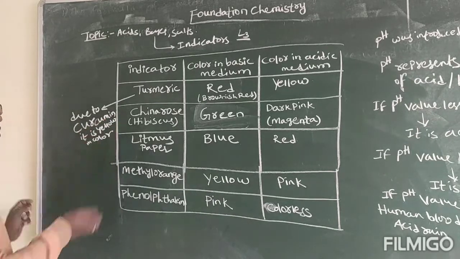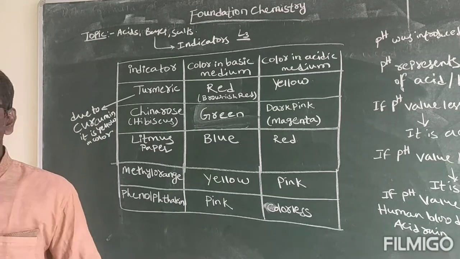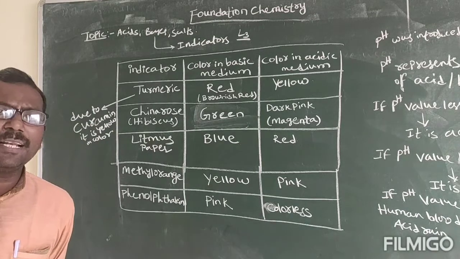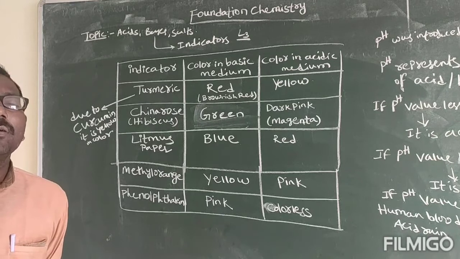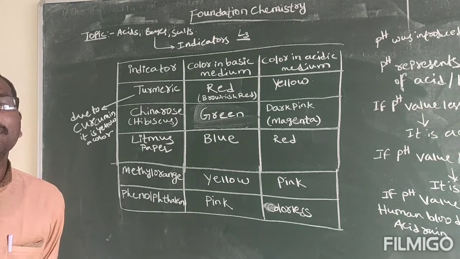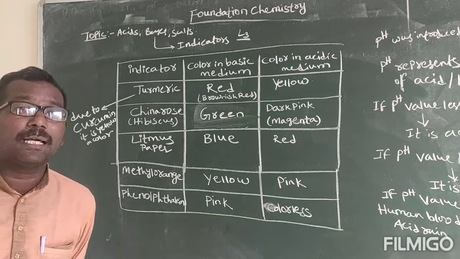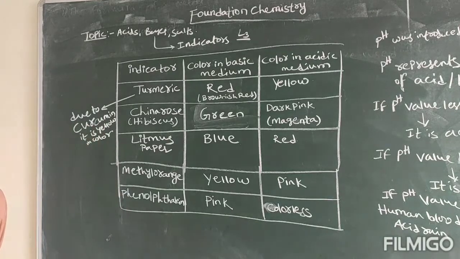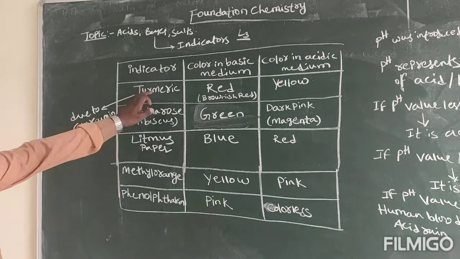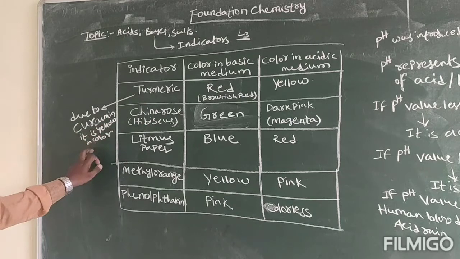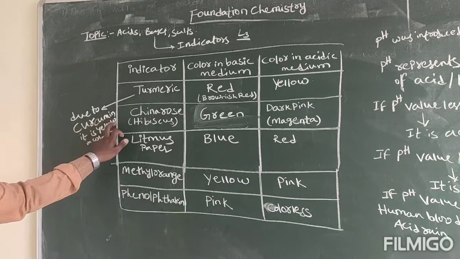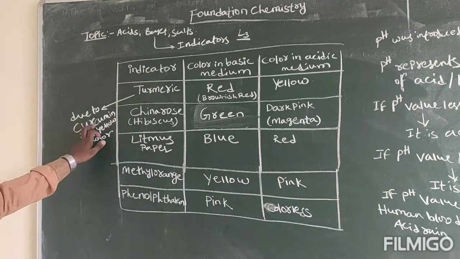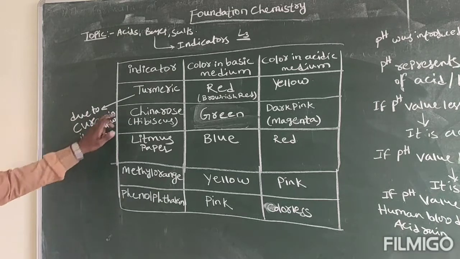Why is chlorophyll green? The leaves are green in color due to the presence of the green pigment chlorophyll. Like that, why is turmeric yellow in color? It is due to curcumin. Due to curcumin it is yellow in color.